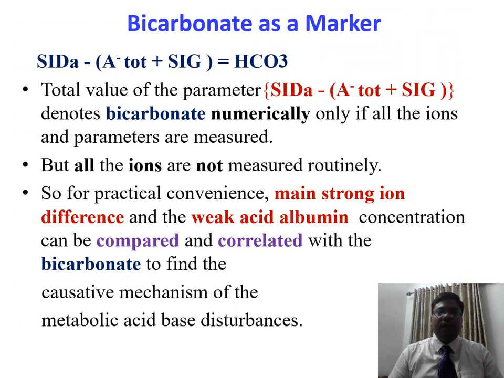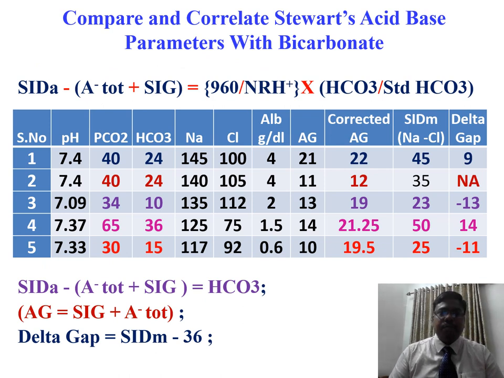So bicarbonate as a marker. Apparent strong ion difference minus ATOT plus strong ion gap is equal to bicarbonate. So the total value of the parameter apparent strong ion difference minus ATOT plus strong ion gap denotes bicarbonate numerically, only if all the ions and parameters are measured, but not all the ions are measured routinely. So for practical convenience, main strong ion difference and the weak acid albumin concentration can be compared and correlated with the bicarbonate to find the causative mechanism of the metabolic acid-base disturbances.